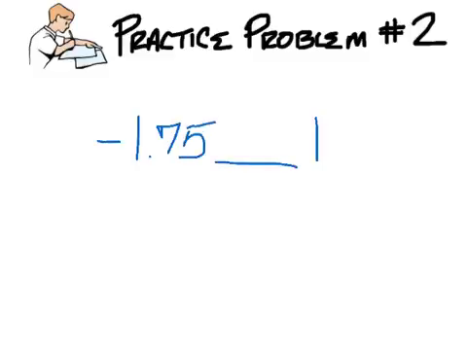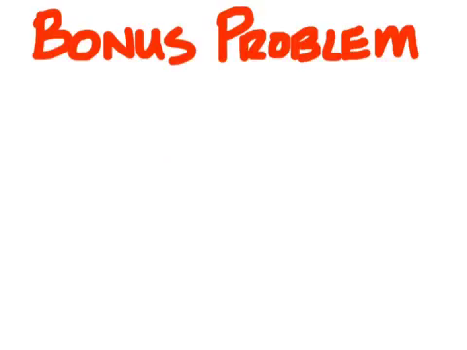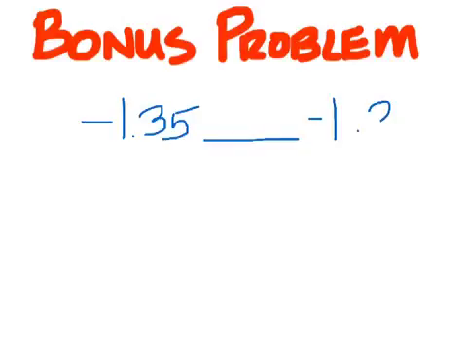A -1.75 is what compared to 1 3/4? For the solution to the practice problem, a -1.75 is less than a positive 1 3/4. Bonus problem is -1.35 is what compared to a -1.3?